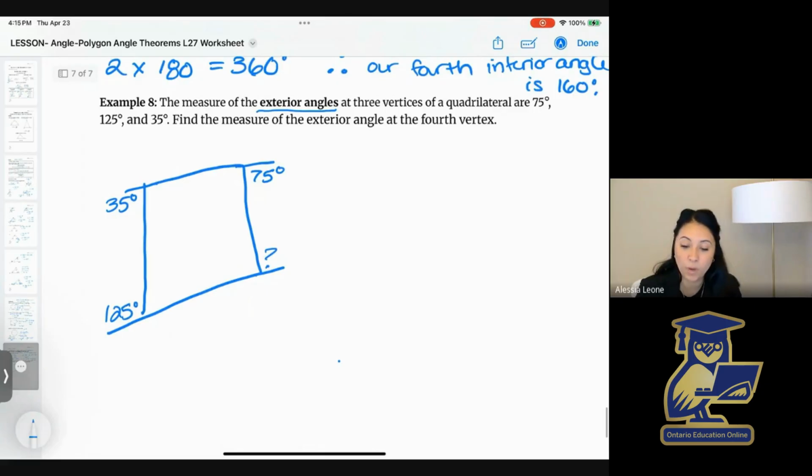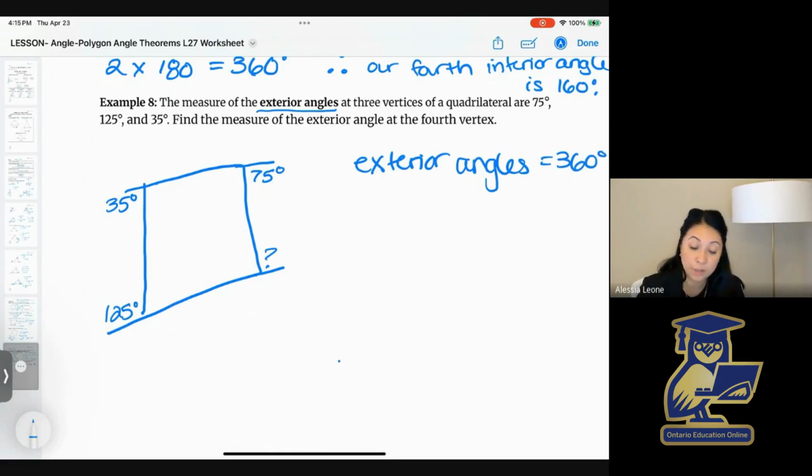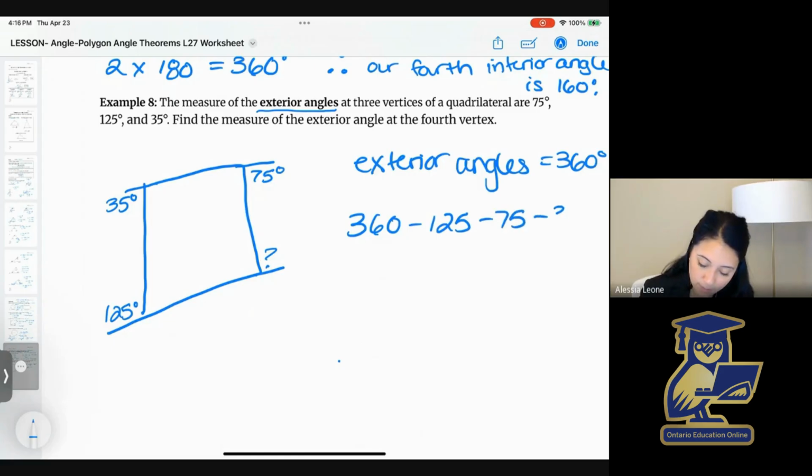So we know all exterior angles equal 360 degrees. So all of those added together should be 360 degrees. So 360 degrees, take away the three angles, equals our question mark. So our question mark is 125 degrees.